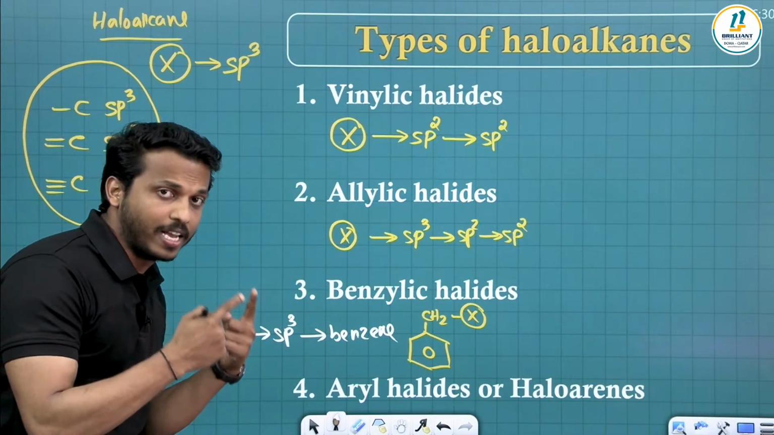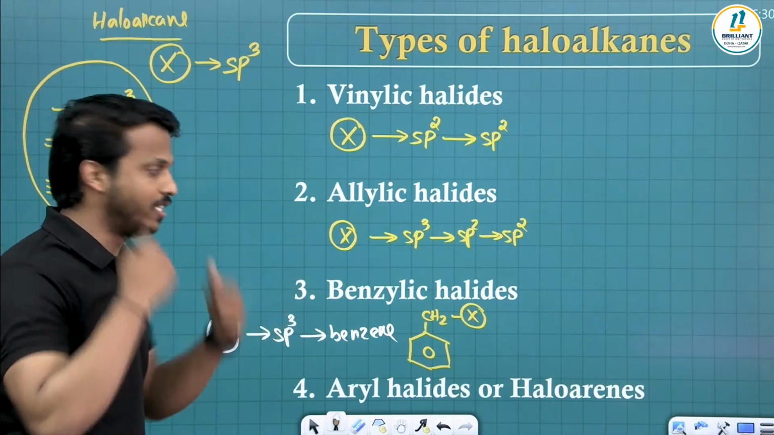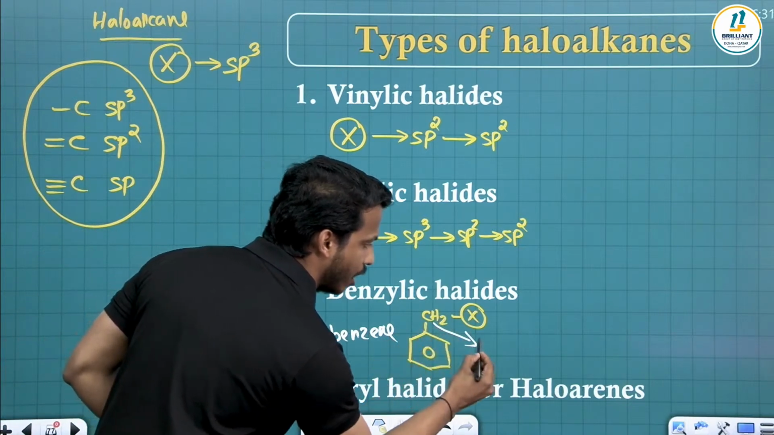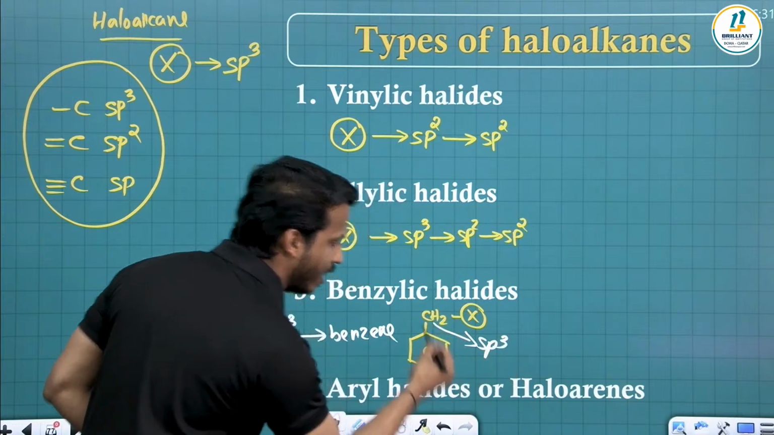Halogen connected to carbon sp3, then it's connected to a benzene ring. See, all of you, halogen connected. What is this carbon's hybridization? Full single bond, sp3, then a benzene ring.